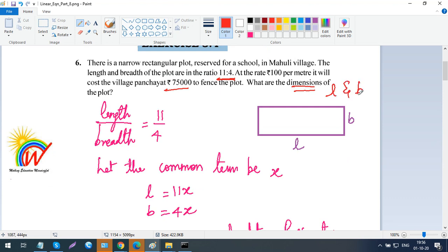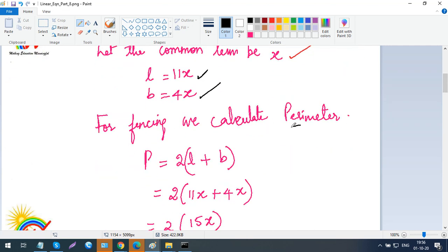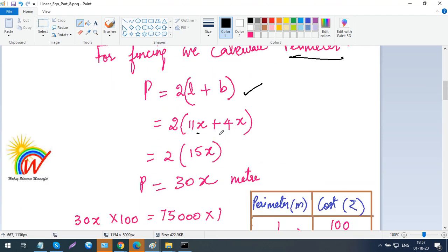So now length is to breadth is 11:4. I taught you earlier, whenever it says in a ratio, you take a common term to be x. So we assume the common term to be x, then the length turns out to be 11 into x, and breadth turns out to be 4 into x. Now they are planning to fence a plot. When we talk about fencing, we are talking about the surrounding area, right? So it's not the area, it's the perimeter we have to consider here. So for fencing, we calculate perimeter. The perimeter formula is 2 into (L plus B). So 2 into (11x plus 4x), or 2 into 15x, so perimeter is equal to 30x.